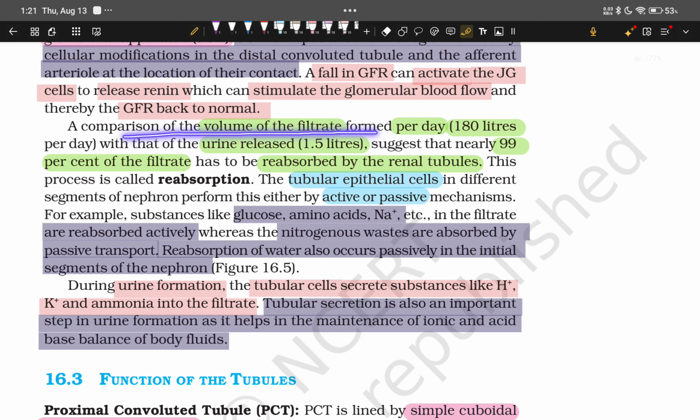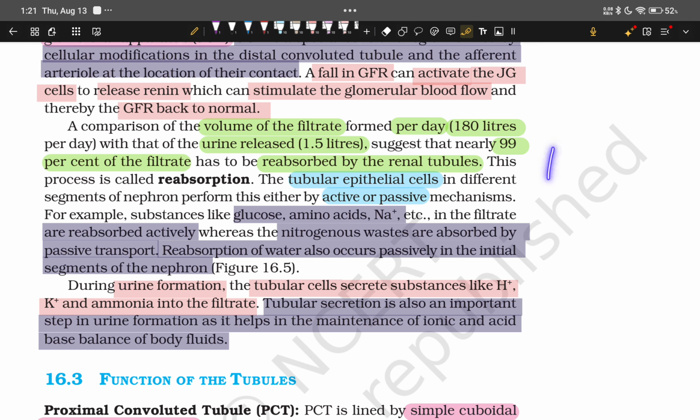Now, comparison of the volume of filtrate formed per day, which is 180 liters, to that of urine, which is 1.5 liters only. It shows that 99% of the filtrate must be reabsorbed in the renal tubule. The total filtrate is 180 liters per day, and the total amount of urine that we produce is 1.5 liters only per day. Of course, that shows 99% of the filtrate is reabsorbed.